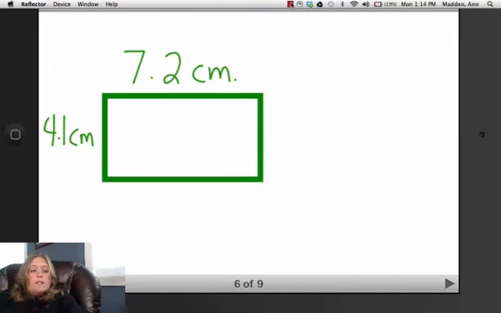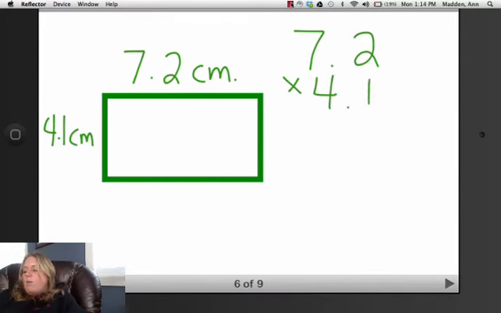Let's take a look at our last example. This one now has decimals. It might be a little bit harder. 7.2 centimeters times 4.1 centimeters. Let's see. 1 times 2 is 2. 1 times 7 is 7.